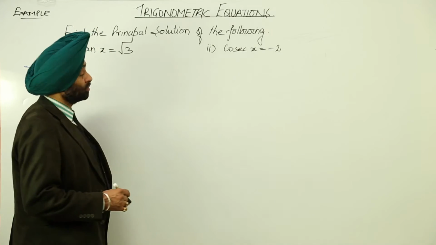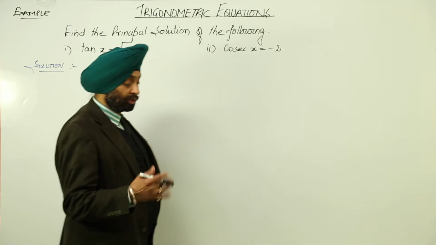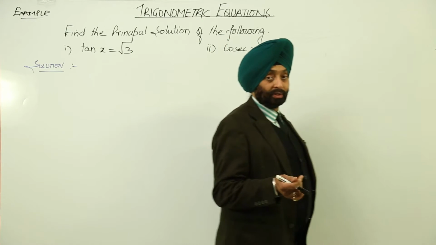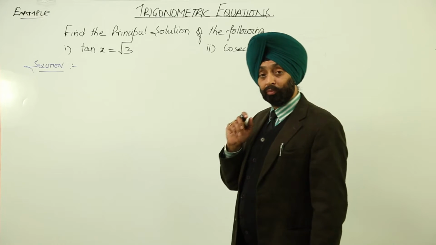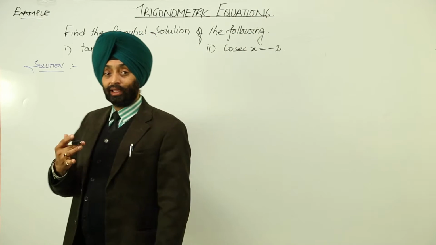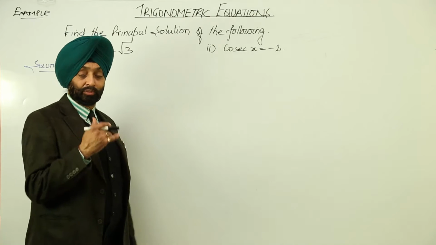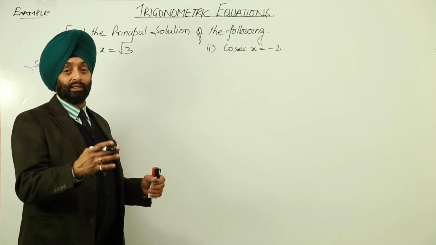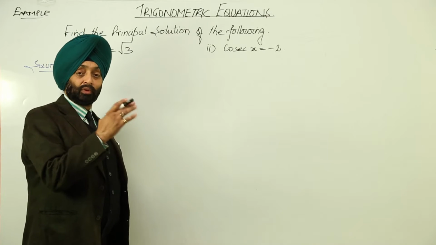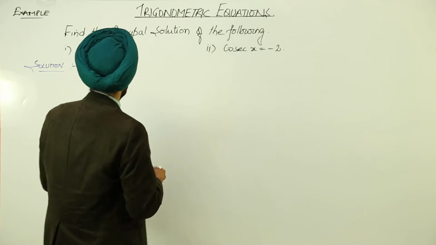Find the principal solution for the following. Now if you remember, when we started the chapter, I just gave you the definition for a few terms, and in that we were having the principal value also, and I told you that I am going to give you some examples for the principal value. The value lies in one cycle, that is from the closed interval 0 to 2 pi. So let's check it now.